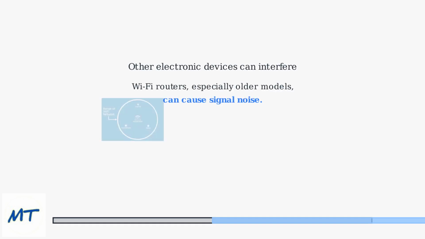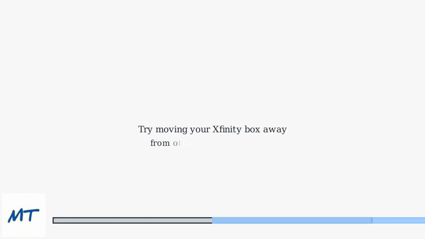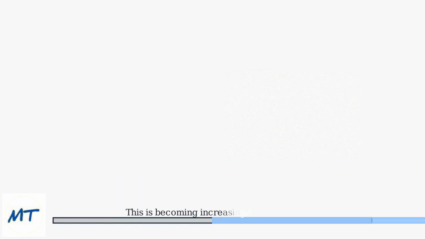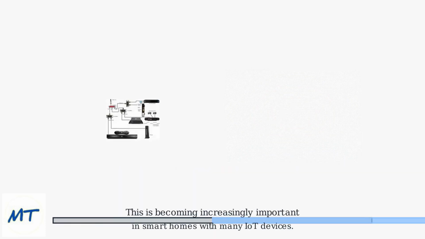Sometimes, other electronic devices can interfere with your Xfinity signal. Wi-Fi routers, especially older models, can cause signal noise. Try moving your Xfinity box away from other electronic devices. Also, consider using shielded coaxial cables to minimize interference. This is becoming increasingly important in smart homes with many IoT devices.